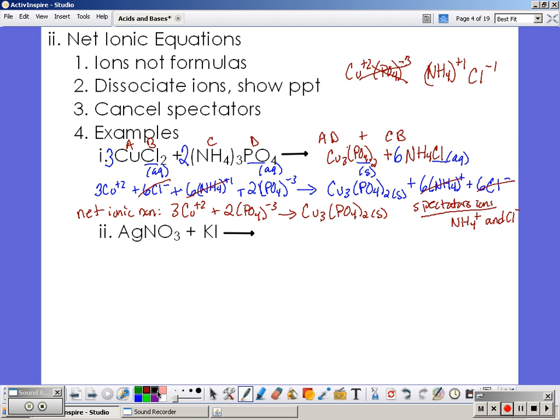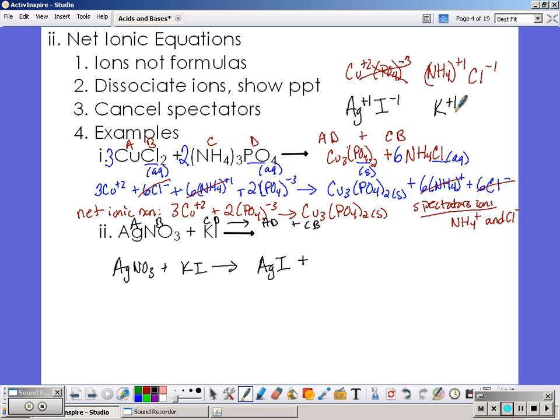So let's try that again. We have AgNO3, so AB plus CD goes to AD plus CB. So A in this problem is silver. Silver is always +1. D in the problem is iodine. Iodine is -1, so that's AgI. C in the problem is potassium, +1. And B is nitrate, the polyatomic, -1. Well, this happens to be balanced because everybody had a charge of 1.